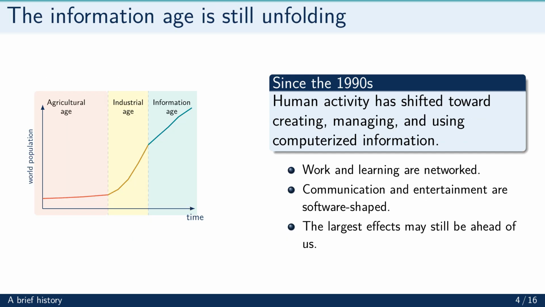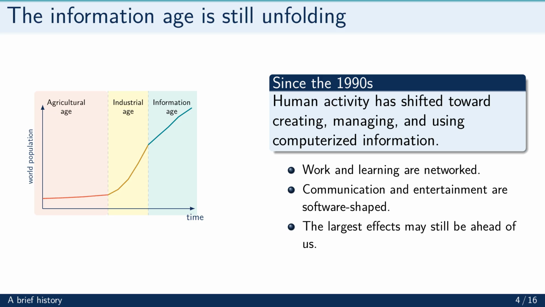The next historical step is the information age, which is still unfolding. For thousands of years, most people lived within an agricultural economy. The industrial age then transformed production, transportation, cities, public health, and population growth. The information age adds another transformation by shifting human activity toward creating, managing, and using computerized information.